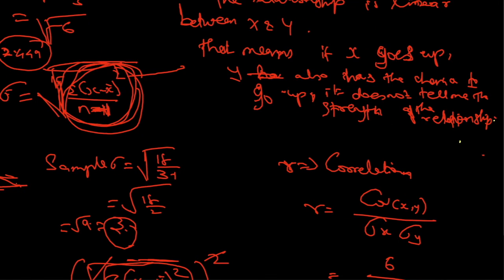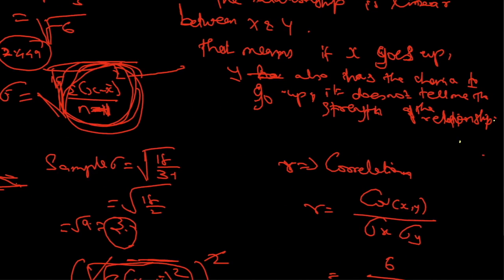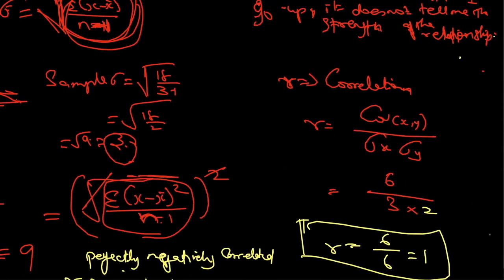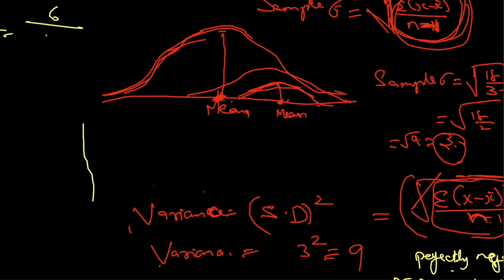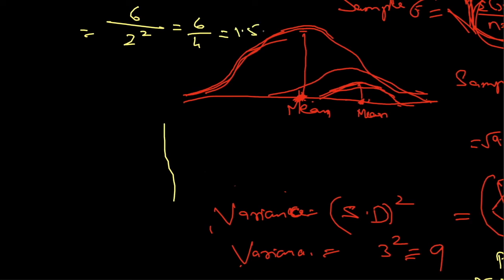Okay, so here covariance was 6 for me, and then variance of the market, so standard deviation of the market was, sorry, 2. So standard deviation was 2, so I'll take 2 square, so 6 divided by 4 comes to 1.5. So 1.5, this is the beta. Okay, this is the beta.